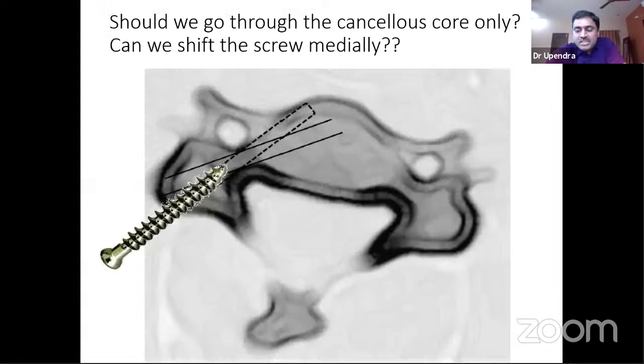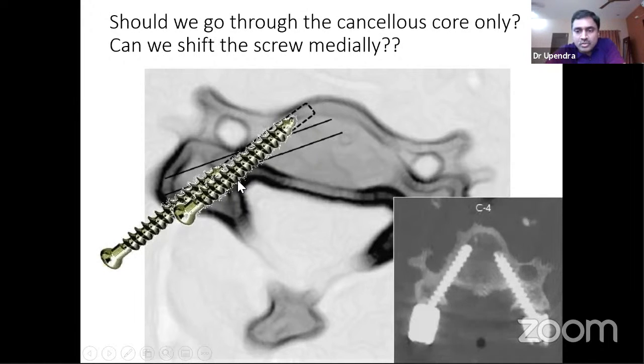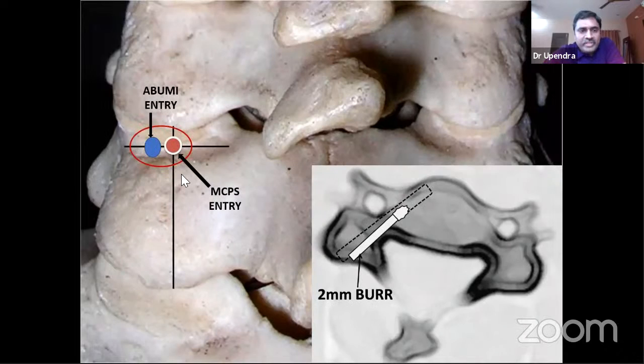The other option is if we can actually shift the screw medially. For this, we have to either drill the medial cortex or curette it with sharp curettes to get a screw into the body through the medial cortex. Now, we described the medial cortical pedicle screw technique. It is very similar to the Abumi technique, just medial to the entry point, and we go through with a 2 mm or 2.5 mm diamond tip burr into the vertebral body, drilling the medial cortex there.